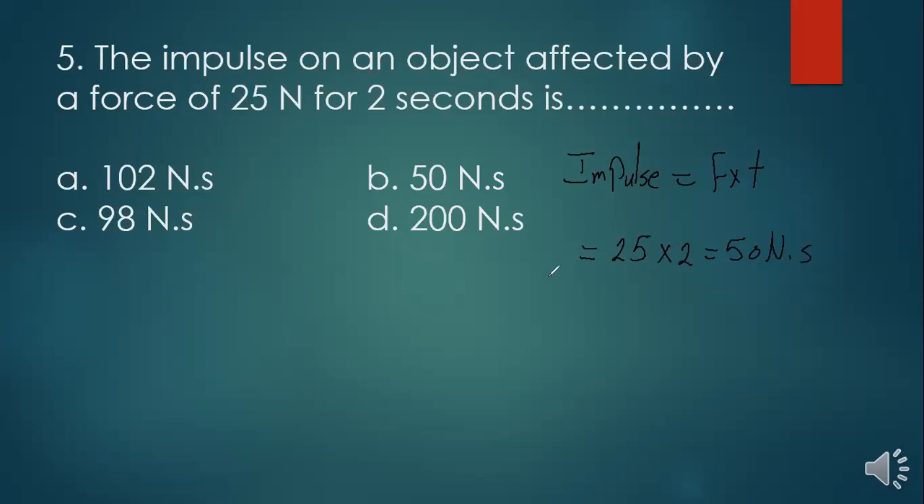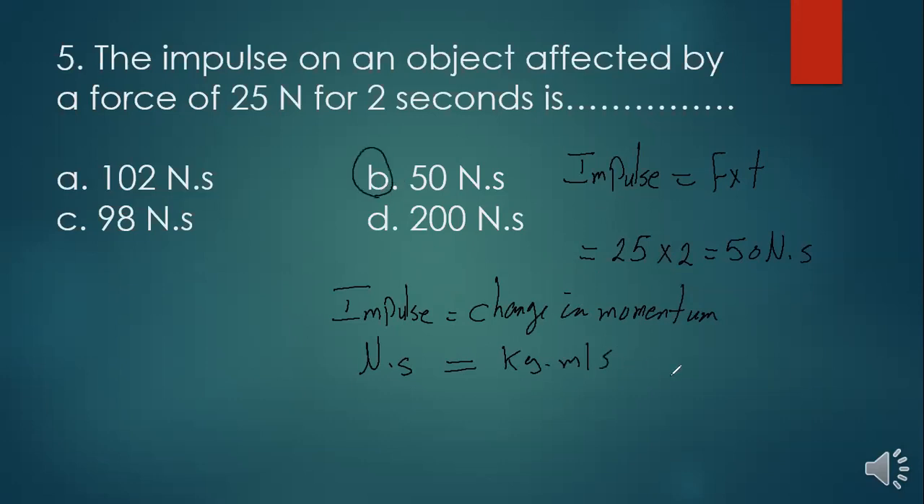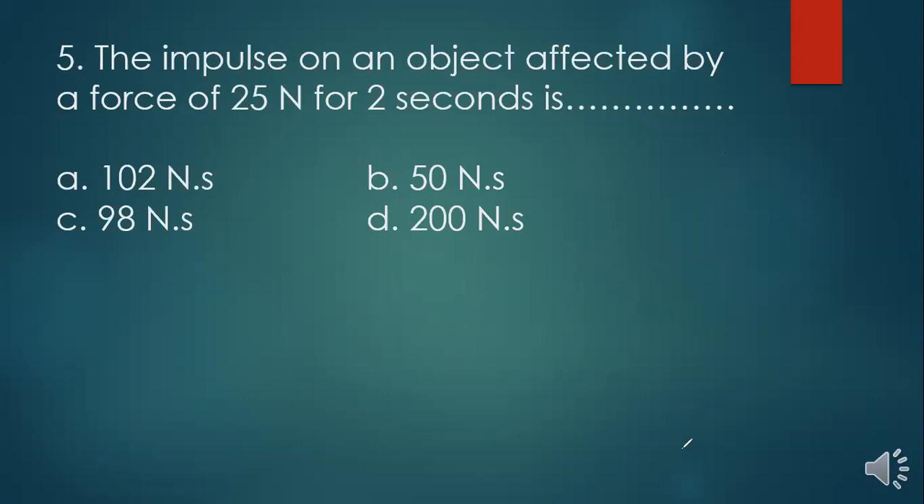By the way, one more point, right? Impulse is defined also as, or can cause, a change in momentum. So accordingly, right, the newton second is equivalent to kilogram meter per second for momentum, right? So here the answer is B, 50 newton seconds. Okay.